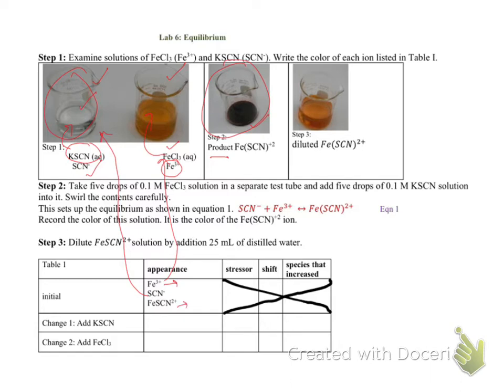Now, in step 3, we take our product and add 25 milliliters of distilled water and make the diluted product. So the color here is getting lighter. Why? Because we diluted it with 25 milliliters of water. So from this first page here, this is what you should be able to answer in table 1.